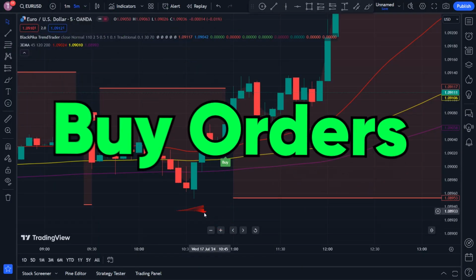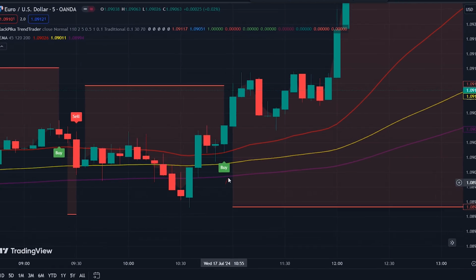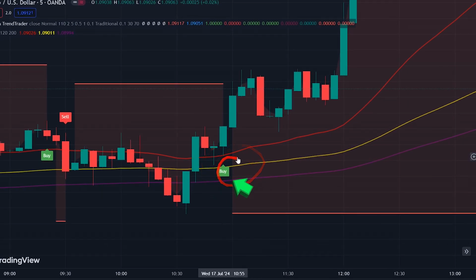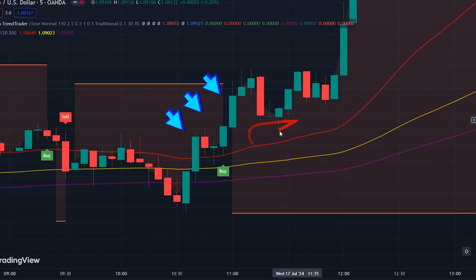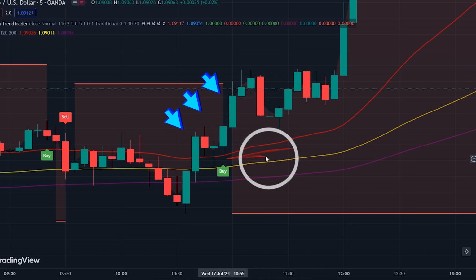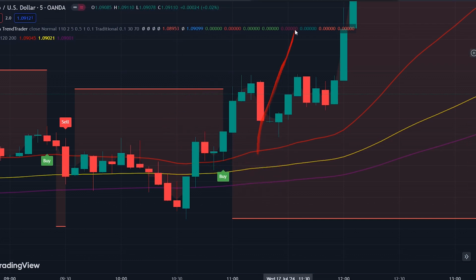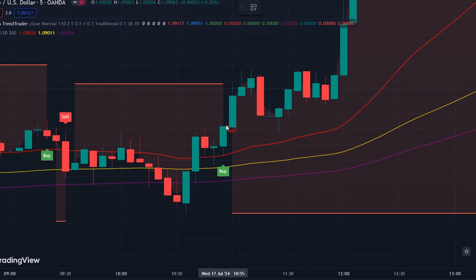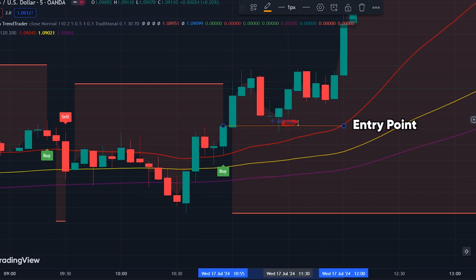Well, let's start with a buy order. First of all, we need to look for a buy signal. Remember, we need a buy signal where the close of this candle is above all three moving averages. The second important point is that we must be in an uptrend, meaning that all the candles are above all three moving averages, because only in this case can we expect a price increase. If both conditions are met, we can consider the buy signal as a suitable entry point for our buy trade.